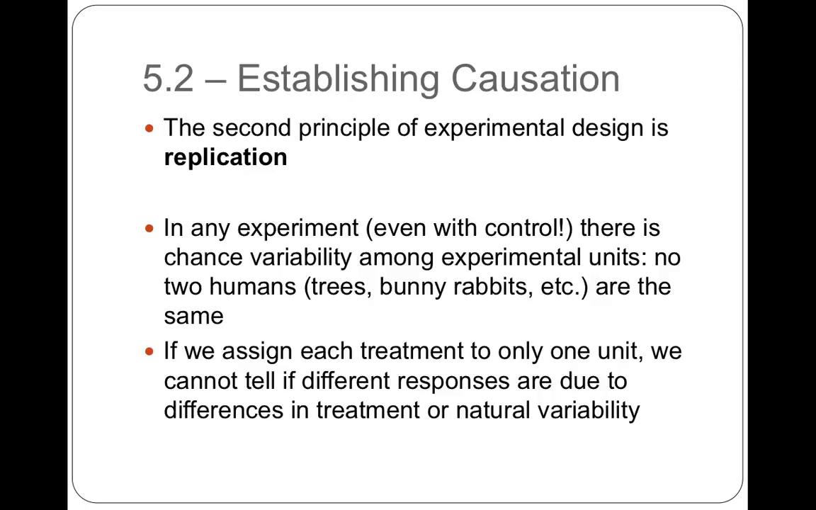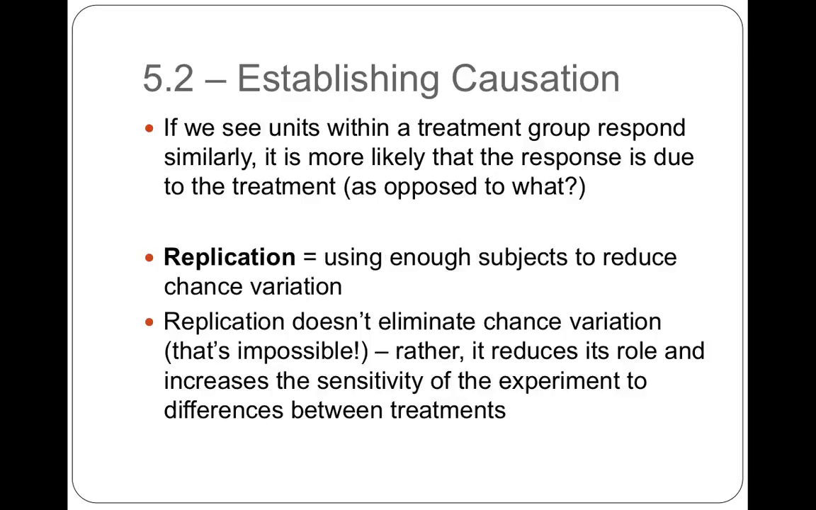Back to the plant example I used with control, if I'm testing two different fertilizers, if I only have one plant getting one fertilizer and the other plant getting the other fertilizer, if one grows better, I don't know if it's because that was just a better, healthier plant or if it's because of the fertilizer. So if I see units within a group respond similarly, it's more likely that the response is due to the treatment rather than due to this chance variation among experimental units.